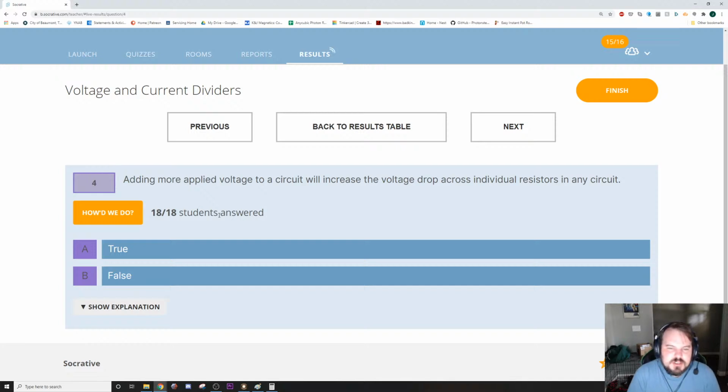Adding more applied voltage to a circuit will increase the voltage drop across individual resistors in any circuit. So yeah, if you go over there and take the knob for voltage and crank it up, the voltage is going to go up across the whole circuit. I mean, that's a fairly straightforward question. Yeah. More applied voltage, more voltage drop, because all of the voltage has to be dropped.